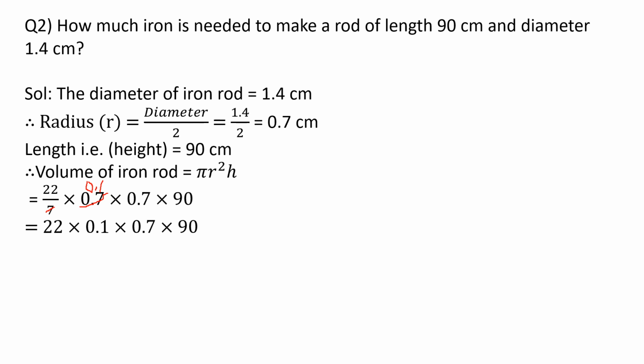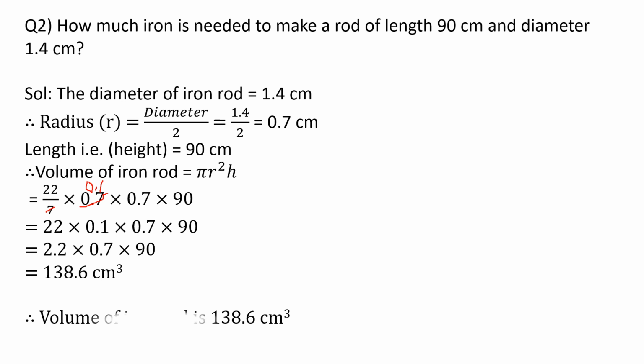You can multiply 22 into 0.1, you'll get 2.2. So 2.2 into 0.7 into 90. You'll multiply all these numbers and you'll get the answer 138.6 centimeter cube. Okay, students. So final statement you'll write volume of iron rod is 138.6 centimeter cube. So this much iron will be required to make a rod. Okay.